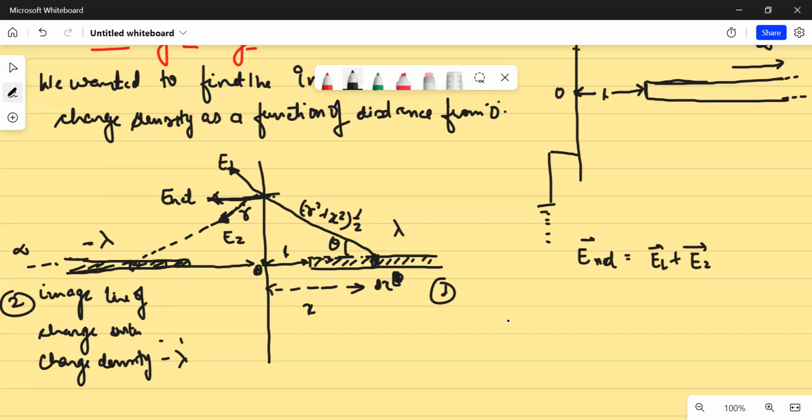And what would be dq here? So dq would be nothing but lambda times dx.